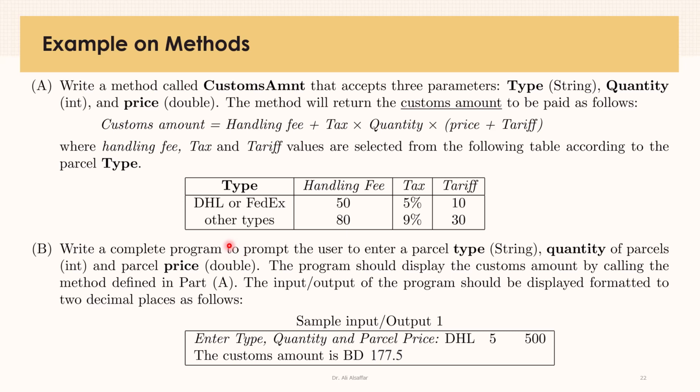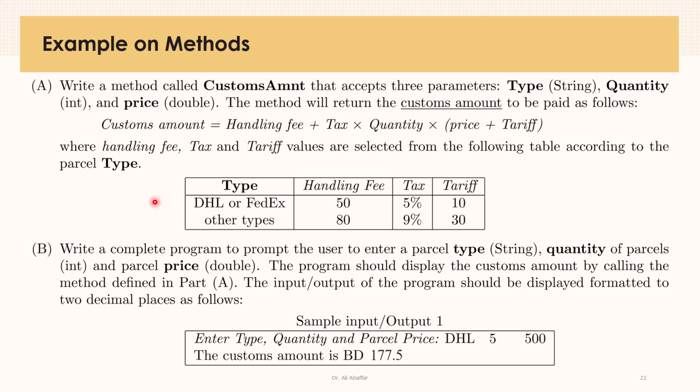In this example, we want to write a program that computes the customs amount for delivering a package or a parcel if we know the type of the delivery service, the quantity, and the price of this package or parcel. The customs amount is determined by the following equation.